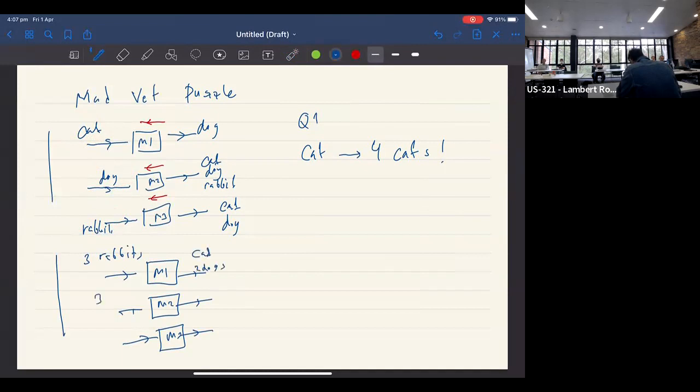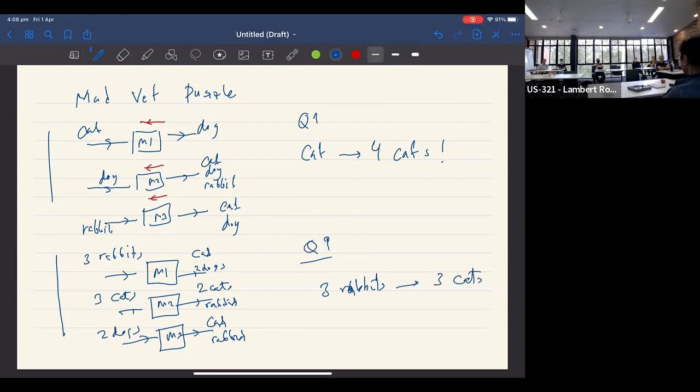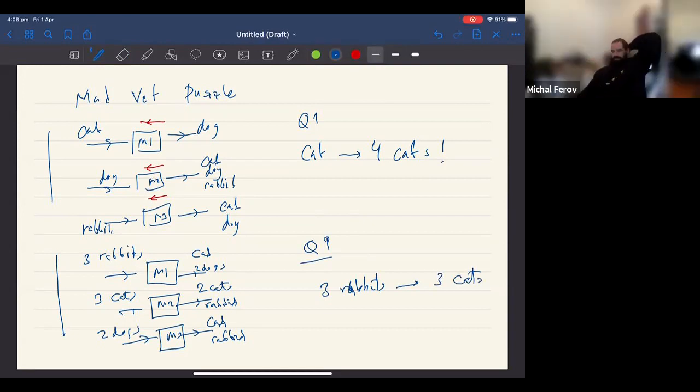And the other one, I'm pushing 3 cats inside, and I get 2 cats and a rabbit. And then the last one, I just send 2 dogs, and I get a cat and a rabbit. And the same question, but this time, if I give you 3 rabbits, can you use these machines back and forth and give me 3 cats? Okay, so far, again, I think it's a fun puzzle.